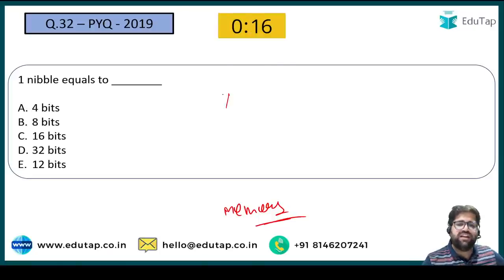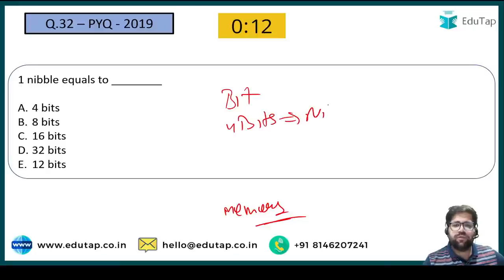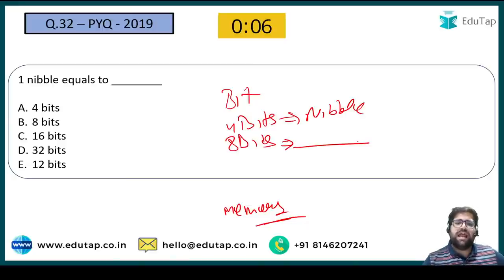Yes, the smallest unit is bit. 4 bits are known as nibble. And now my question to you is, 8 bits are known as, what should I write in this particular blank? 8 bits are known as, come on, I need answers. Yes, Sushma, Jatin is going with right, yes.